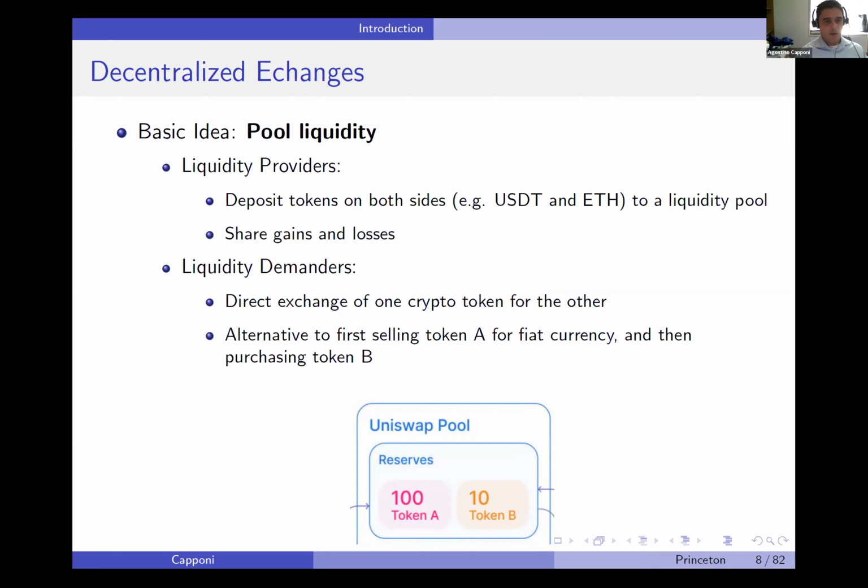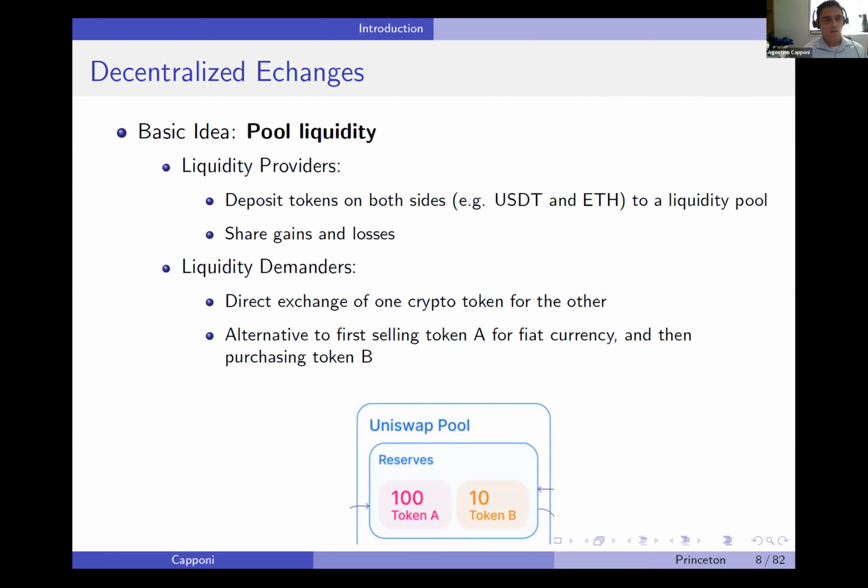Now, let me jump directly into the technical parts of the presentation, which is essentially understanding, first of all, how these decentralized exchanges work. What is the difference with respect to the classical exchange and limit order books? And then I want to study a specific problem within this DeFi exchange, which is the problem of incentivizing market makers or liquidity providers to deposit to those pools. So the basic idea here is to pool liquidity.